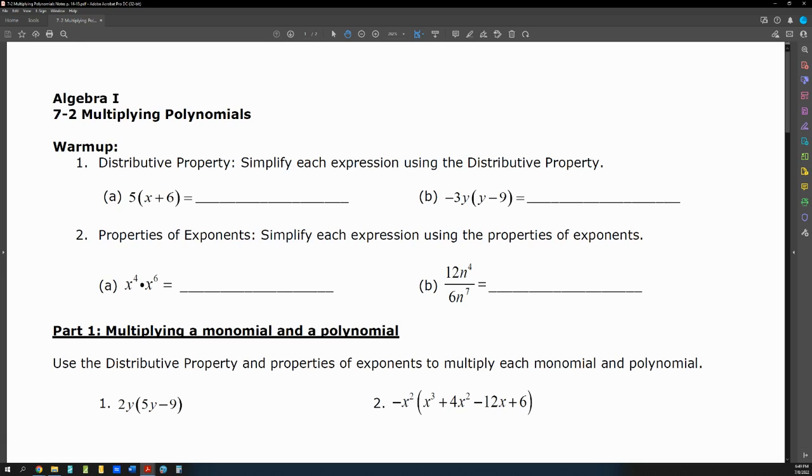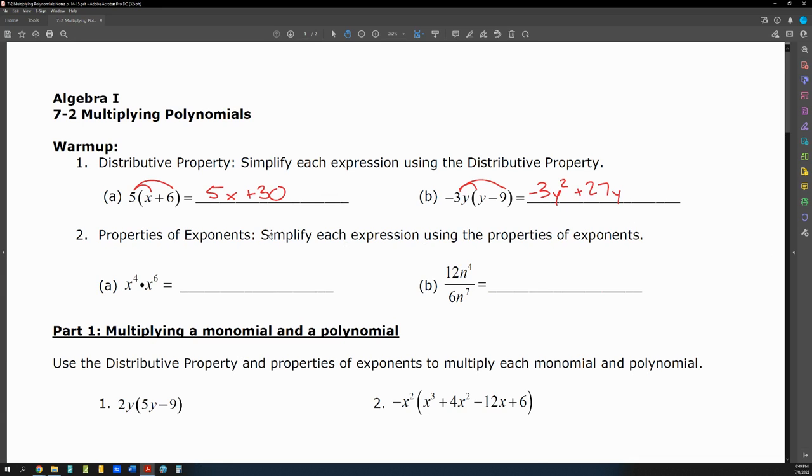So number 1a, 5 times a quantity x plus 6. We use the distributive property to multiply 5 times x and 5 times 6, and we get the expression 5x plus 30. 1b, we multiply negative 3y into both of the terms, y and negative 9. Negative 3y times y is negative 3y squared, and negative 3y times negative 9 is positive 27y.